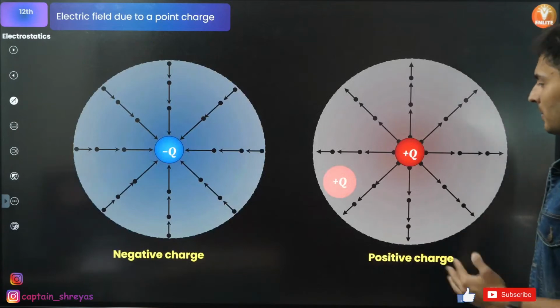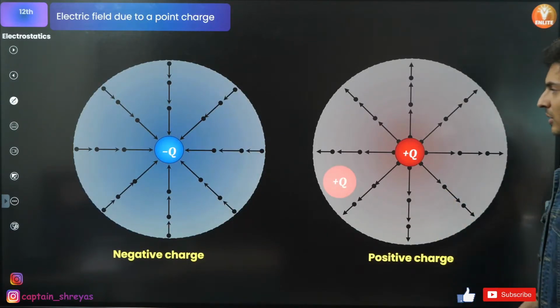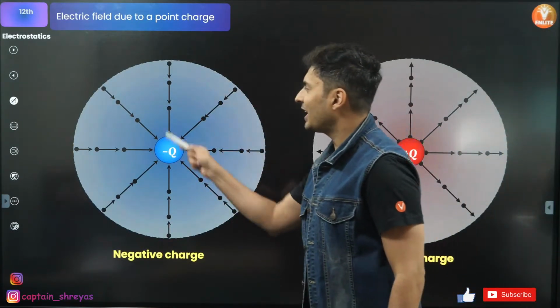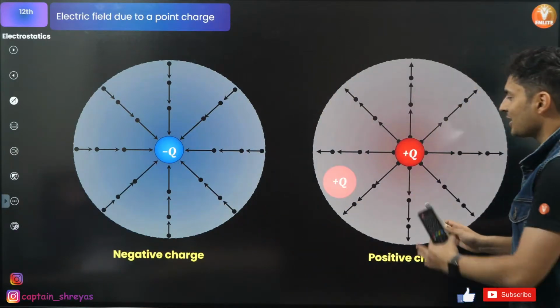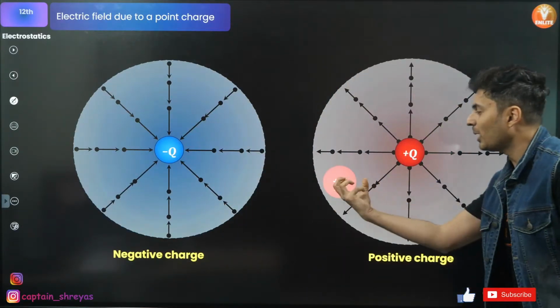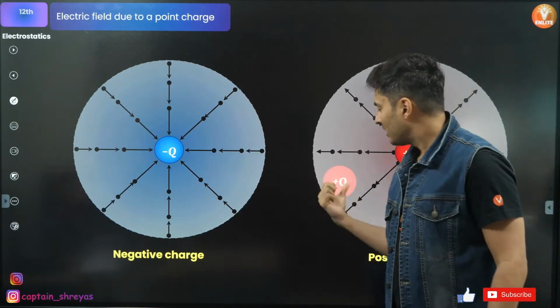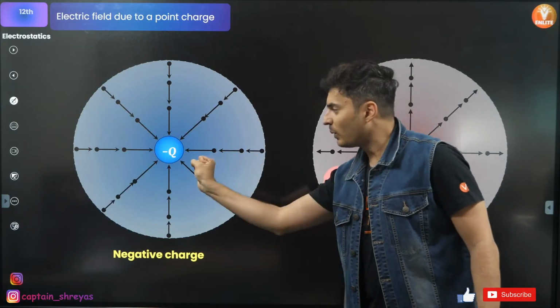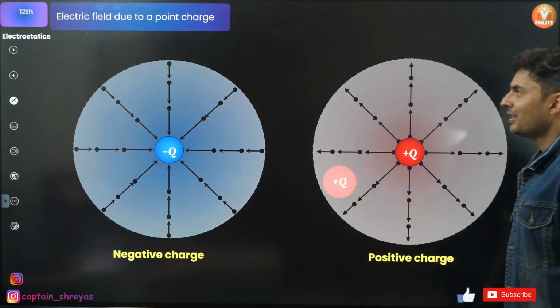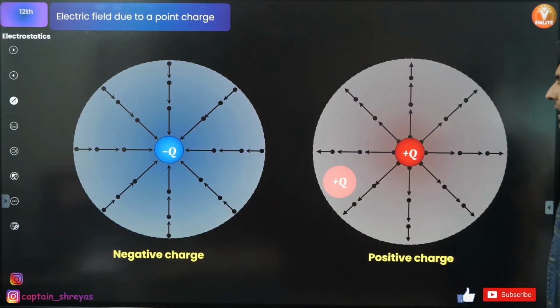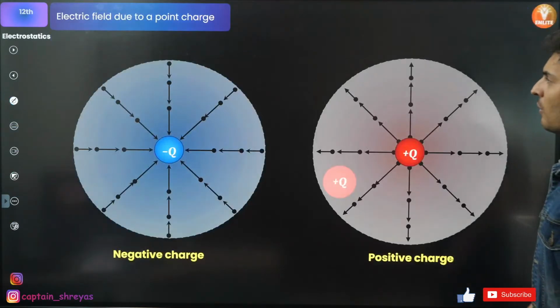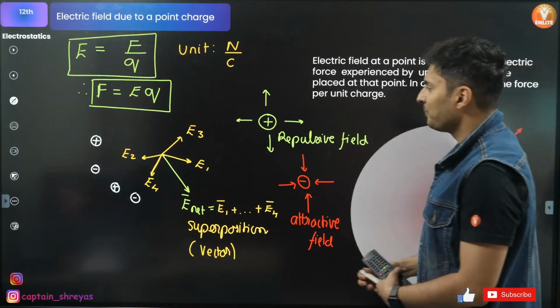Now, I have put up the diagrams also, you can see the negative charge, attractive field, positive charge, repulsive field, because if you put a positive unit charge, it will push it away. If you take the same unit positive charge here, it will pull it towards it. So that's why negative charge will create attractive fields. Okay, one more thing before we go ahead.